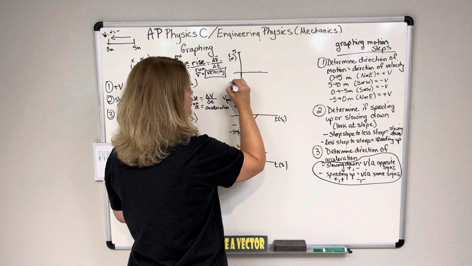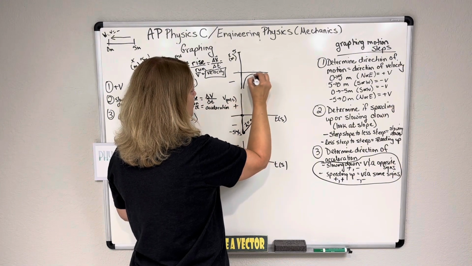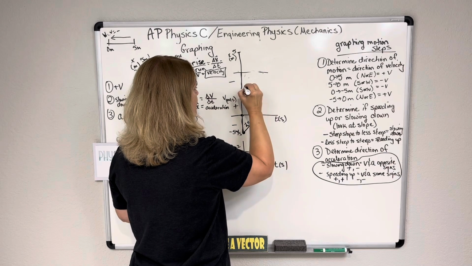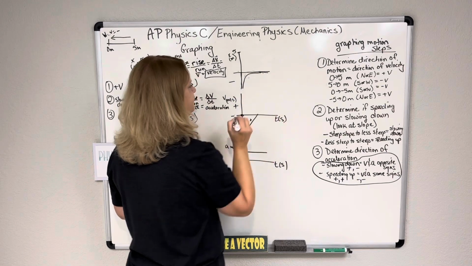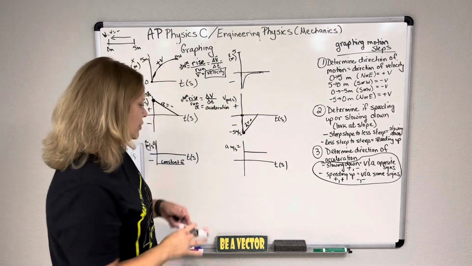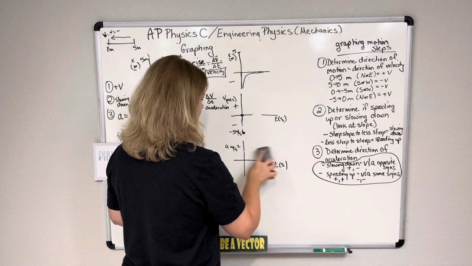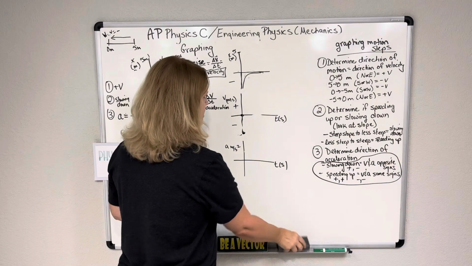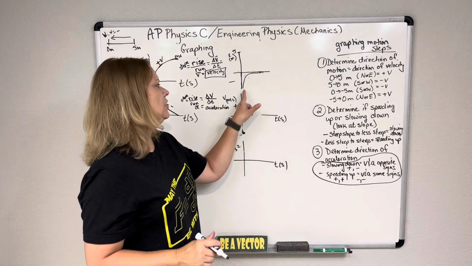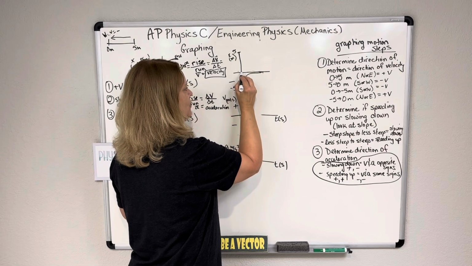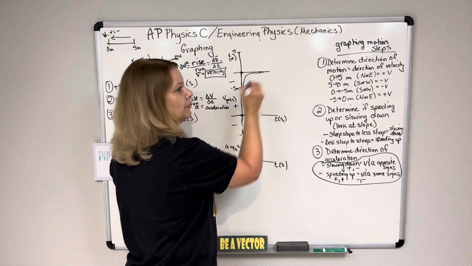Let's say I'm now in the negative and I have one that looks like this. I have a little position time that looks like this, okay? And I want to translate to a velocity time and an acceleration time. Okay, here I am at, let's just make up a number, negative 5 meters, and I'm going to 0 meters.